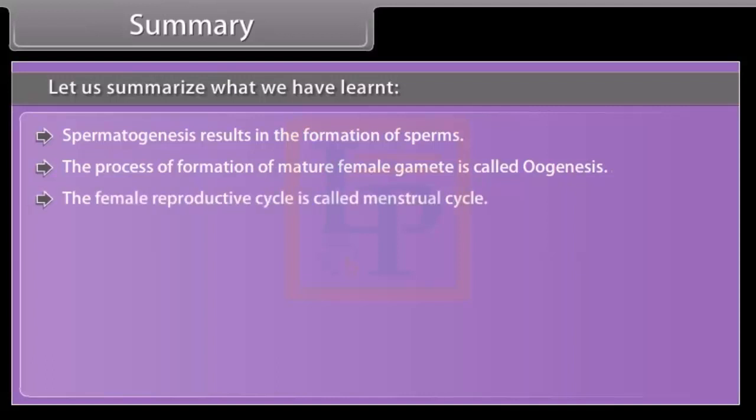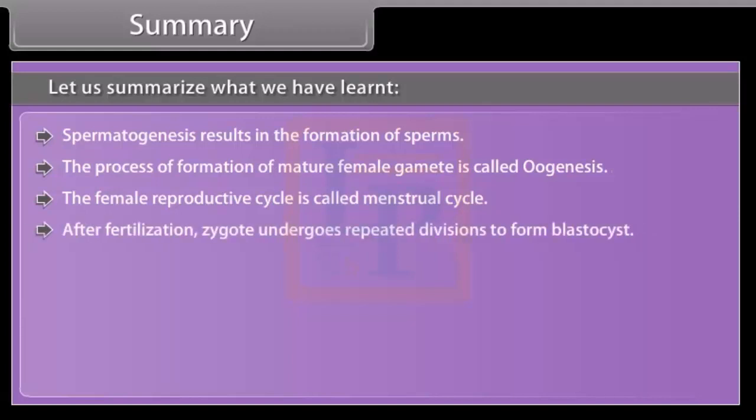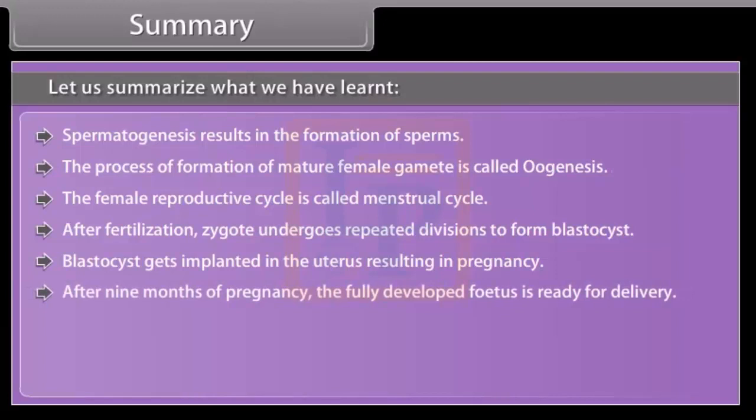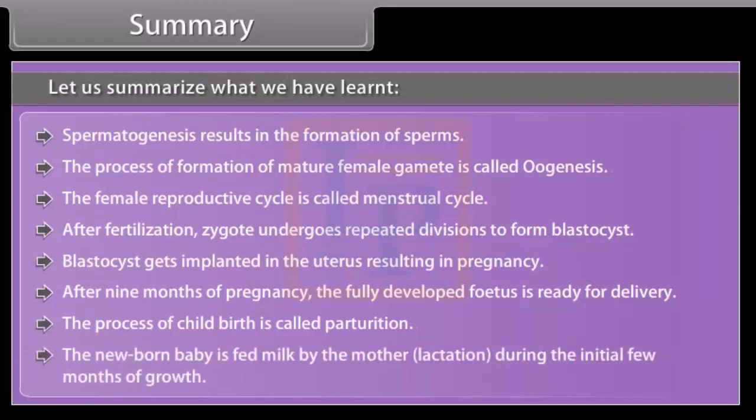The female reproductive cycle is called the menstrual cycle. After fertilization, the zygote undergoes repeated divisions to form a blastocyst. The blastocyst gets implanted in the uterus, resulting in pregnancy. After 9 months of pregnancy, the fully developed fetus is ready for delivery. The process of childbirth is called parturition. The newborn baby is fed milk by the mother, or lactation, during the initial few months of growth.